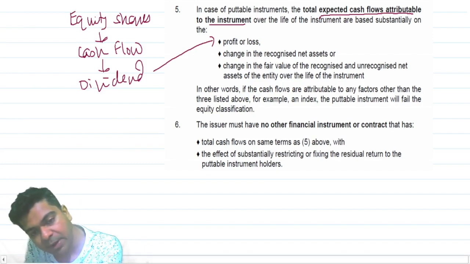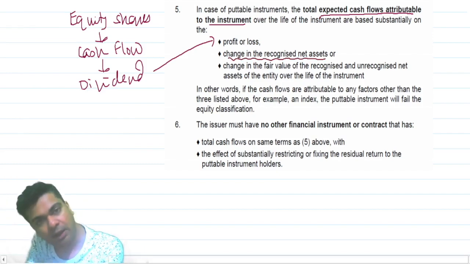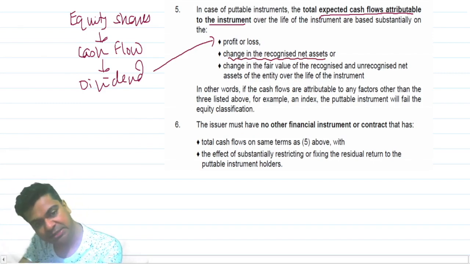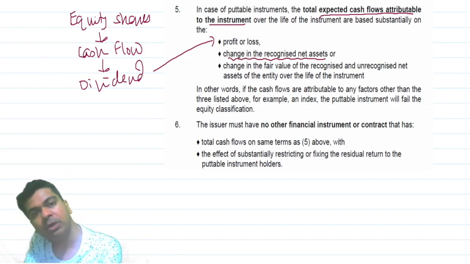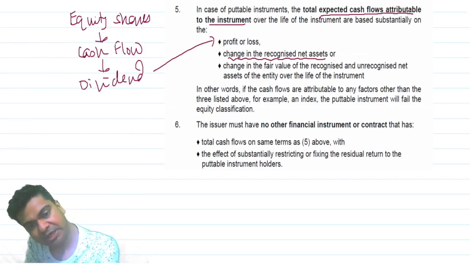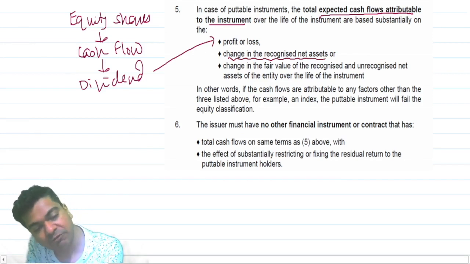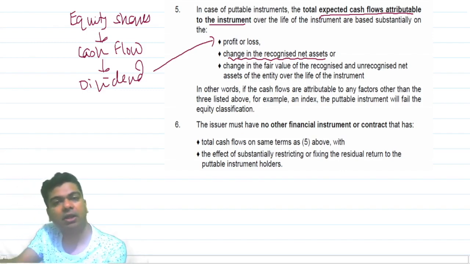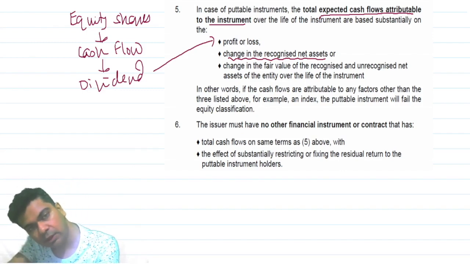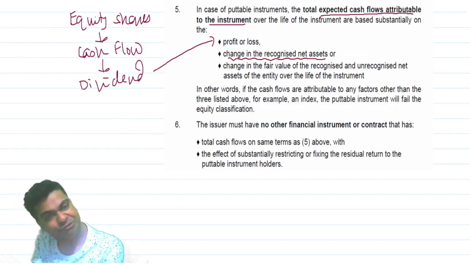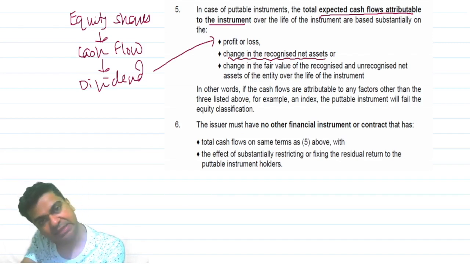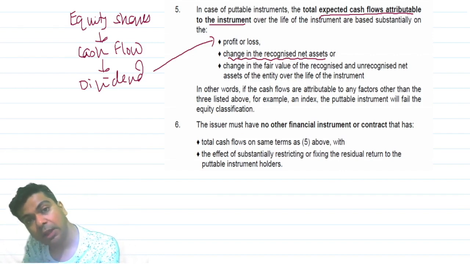Or it may be dependent upon the change in the recognized net assets. The net assets value is increasing or decreasing, and that will also affect how much cash flow will be generated. Because another cash flow that will be generated will be from the sale. If you sell the equity instrument on the stock market, then also cash flow will be generated. This cash flow will be generated by selling the equity instrument, and that is nothing but the market price per share.